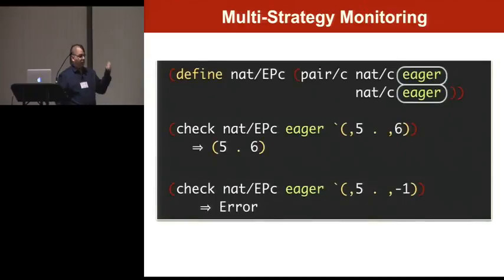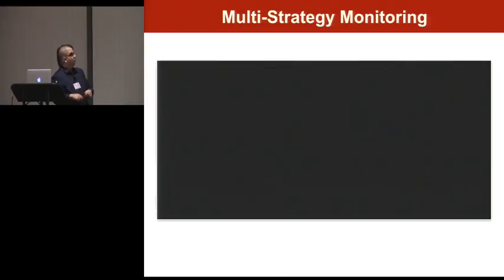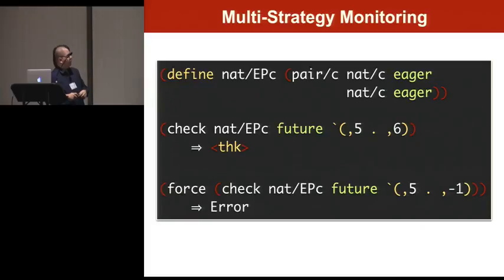More importantly, because we're calling check recursively in these pair contracts, we can recursively determine which strategy we should use at every single enforcement site. So this is a pair contract for 2 eager subcontracts. We check that eagerly, and we get the same results that we saw with the original examples. But if we just change this to a future contract, we get back a promise that it'll eagerly check that it's a pair of natural numbers. And it's only when we force that pair that we get the error.